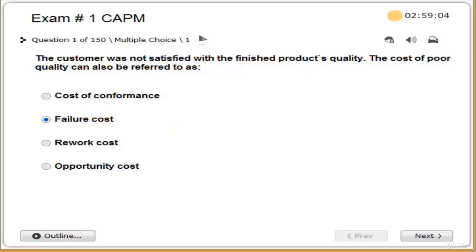Option A. The cost of conformance. This is the figure that is determined to be necessary to avoid those failures in the first place. There are two categories within it: the prevention costs and the appraisal costs. Option C. Rework is an example of an internal failure cost. Option D. Opportunity cost is the loss of potential future return from the best alternative project when a choice is required for several mutually exclusive projects.